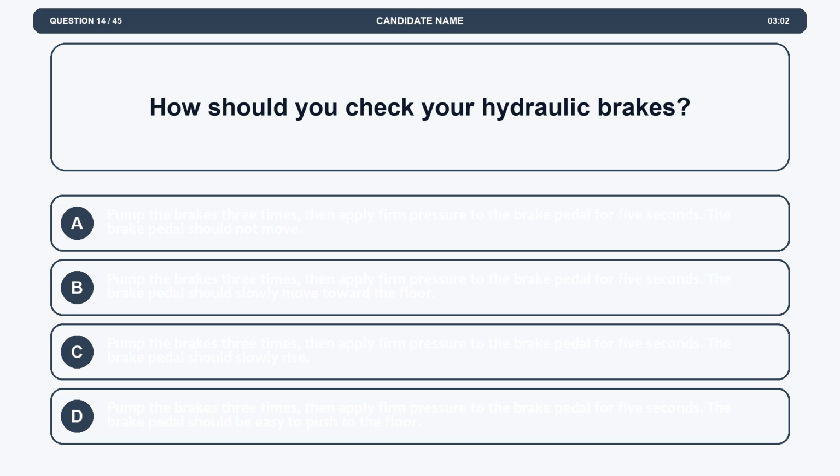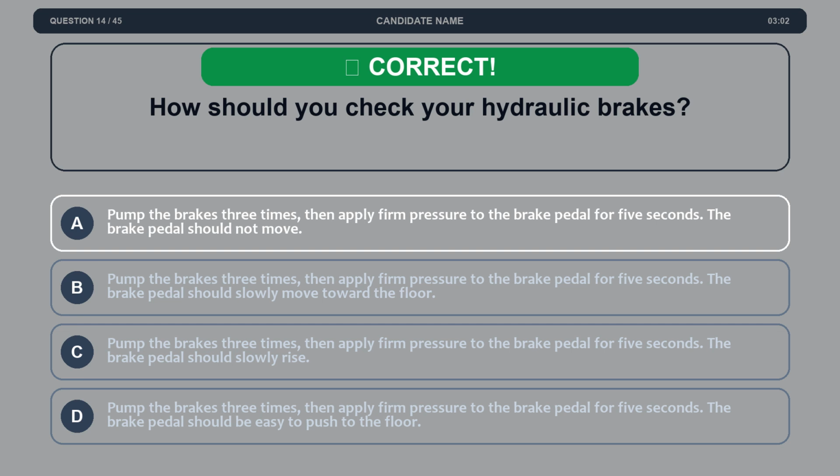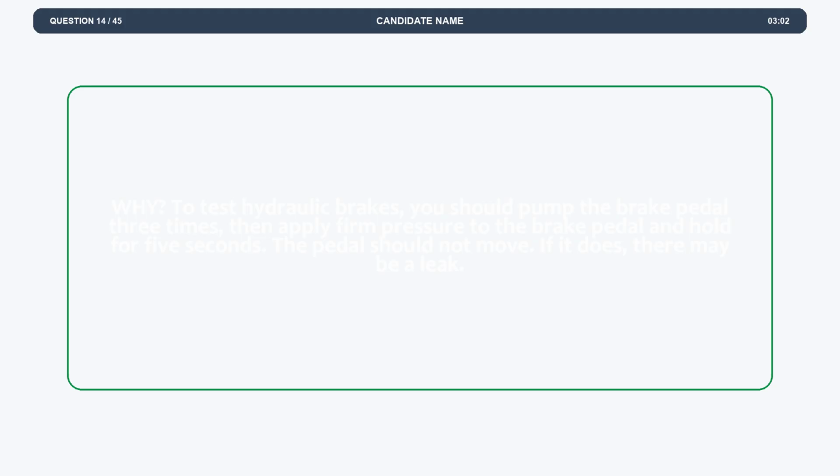Option D. Pump the brakes 3 times, then apply firm pressure to the brake pedal for 5 seconds. The brake pedal should be easy to push to the floor. The correct answer is option A. Pump the brakes 3 times, then apply firm pressure to the brake pedal for 5 seconds. The brake pedal should not move. Explanation. To test hydraulic brakes, you should pump the brake pedal 3 times, then apply firm pressure to the brake pedal and hold for 5 seconds. The pedal should not move. If it does, there may be a leak.